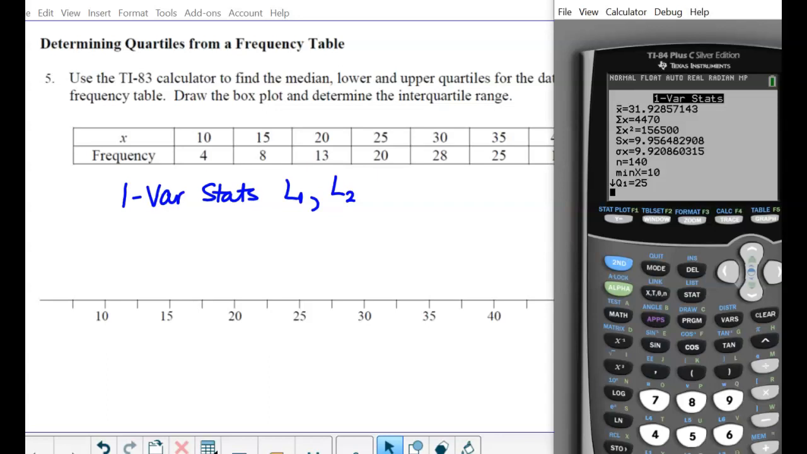I'm going to calculate, Enter on that. Okay. And now we'll look a little bit down here. It says minimum of X is 10. Okay, so 10. Quartile 1 is 25. Cursor down, median is 30. Quartile 3 is 40. And max is 50.